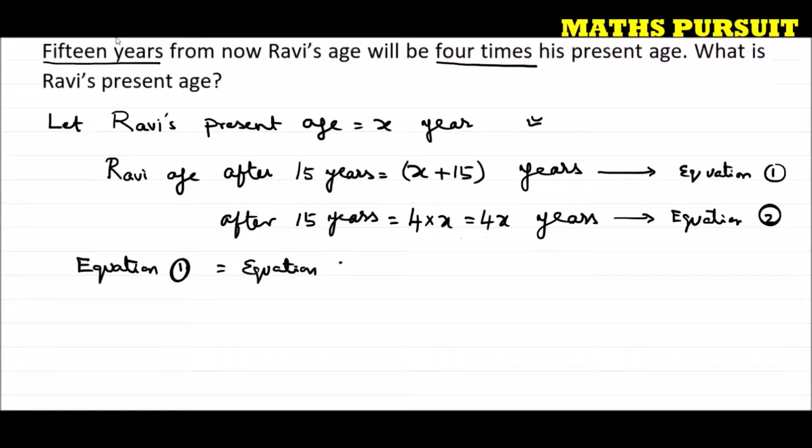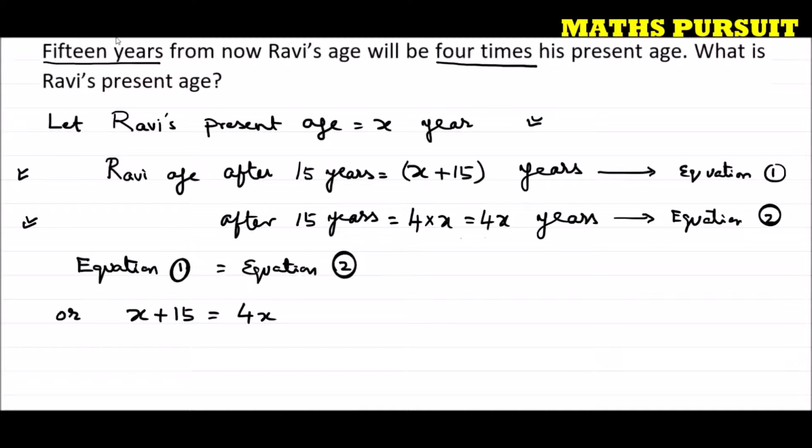How? Because after 15 years, what is going to be Ravi's age? If after 15 years my age is 20 years, my age of 20 years will never change. It will be the same 20 years after 15 years only. So in whatever way we calculate, after 15 years my age is going to be 20 years only. So we are considering equation 1 is equal to equation 2. We calculated it to be x plus 15 and the question gave us 4x. Now I can write from equation 1, x plus 15, is equal to equation 2, 4x.